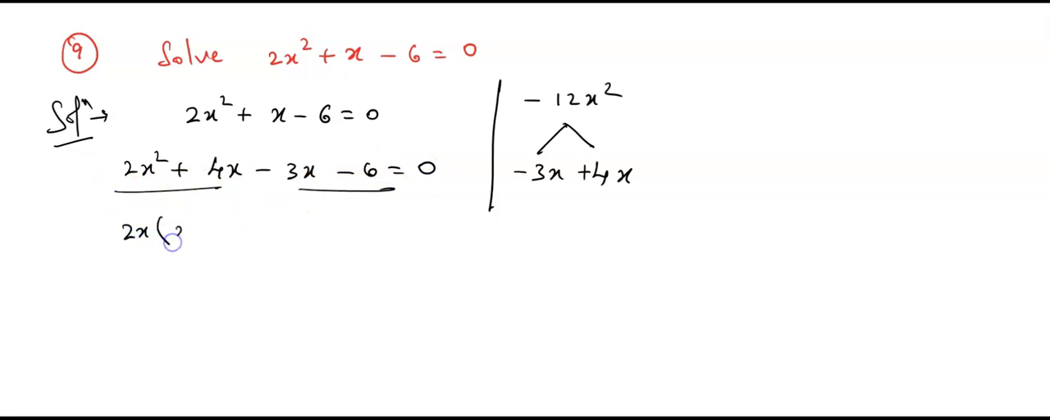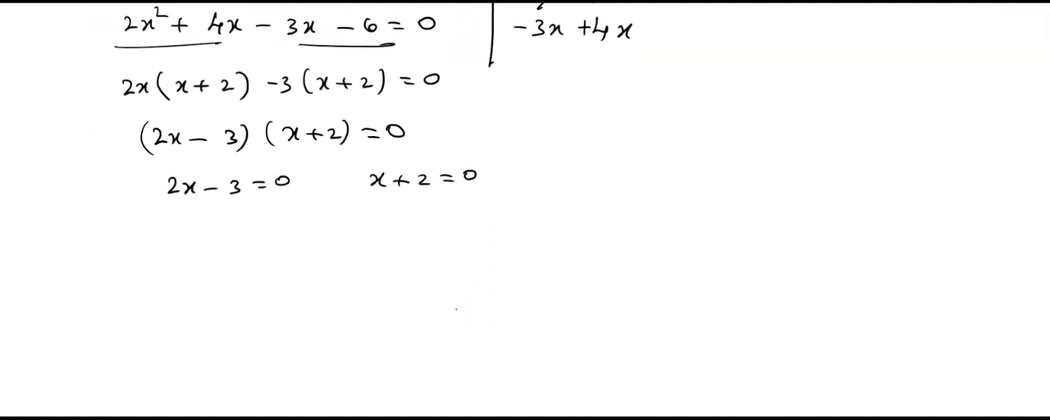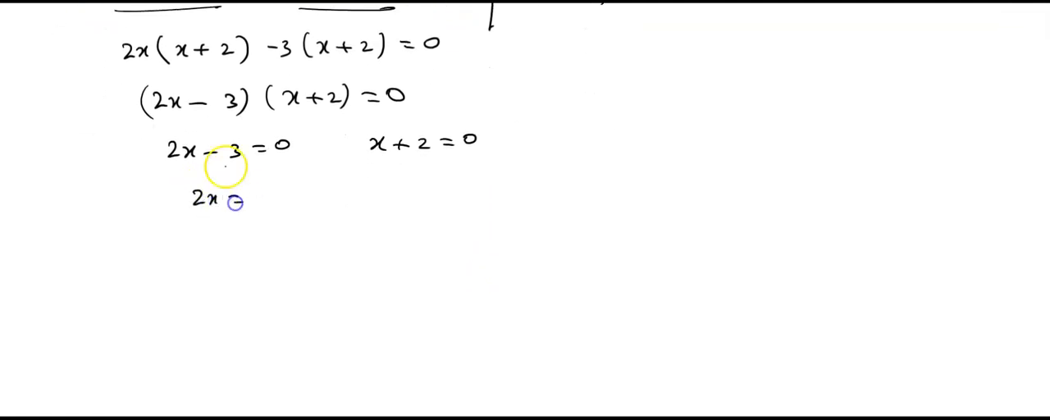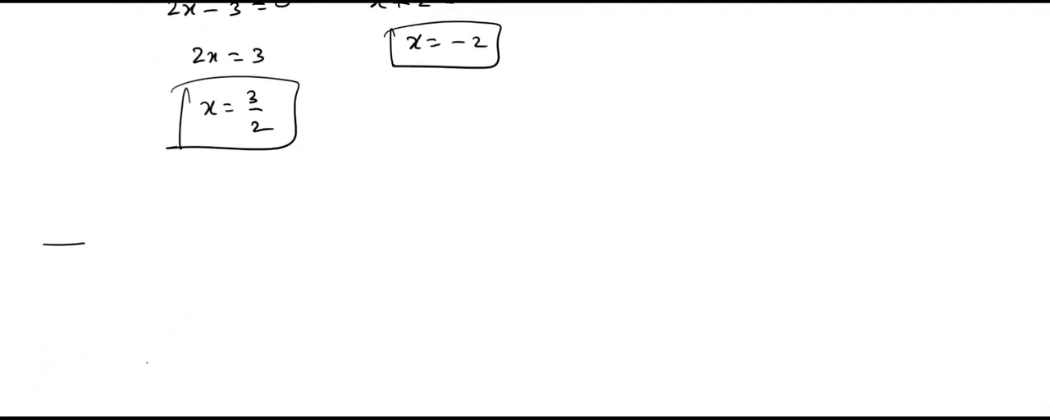Then 2x is common: x + 2, and here also x + 2, outside is −3, equals 0. 2x − 3 is one factor, x + 2 is the other factor, equals 0. So 2x − 3 = 0, x + 2 = 0, right? Then 2x = −3, come this side it becomes plus 3, x = 3/2. Here x = +2 come this side, it becomes −2. So these are the two factors. Is this clear? Now the roots of the given equation are x = 3/2, −2.